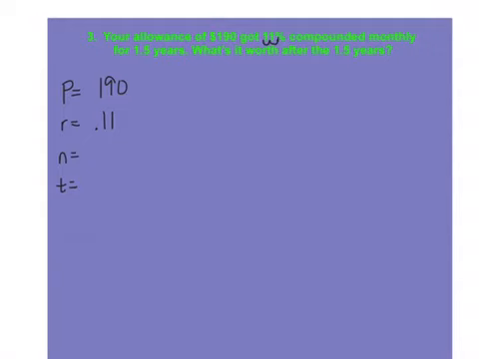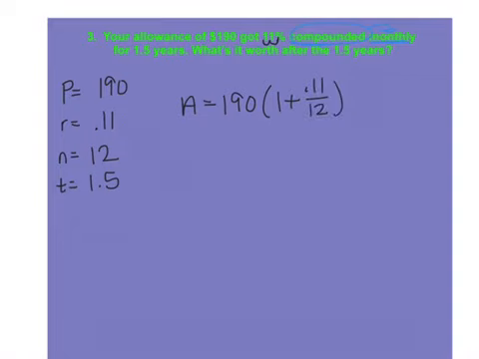N is how much it's compounded, so I look for the word that comes after compounded, which tells me monthly. Look at that list. Monthly tells you N is 12. And T is how many years have gone by, so I'm looking at 1.5 years. So I'm going to plug that into the formula. A equals P times 1 plus my rate divided by my N, all to the N times the T power. So I'm going to do my exponent first, my 12 times my 1.5. I end up getting 190 times 1 plus 0.11 divided by 12, all to the 18.